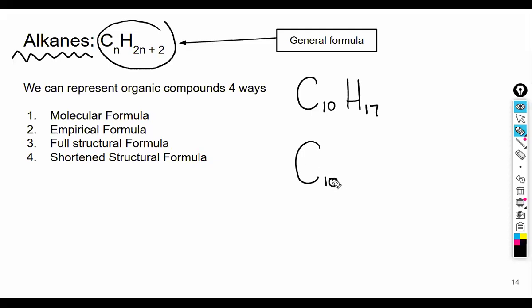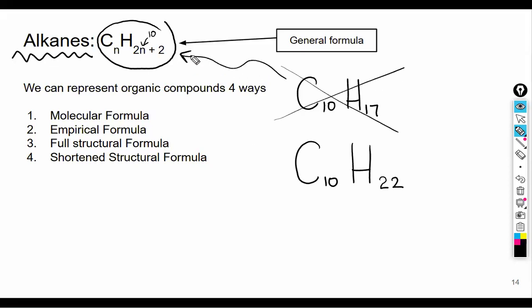Because if C is 10, then the H is supposed to be how much? If N is, well, the carbon is 10, I'm really supposed to have what? 22. 10 by 2 is 20. 20 plus 2 is 22. So this here is not an alkene because it doesn't obey the alkene formula, right? Great.